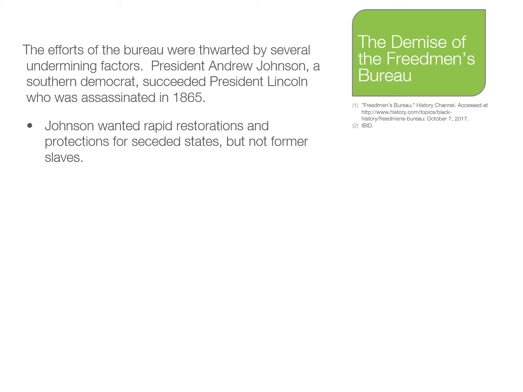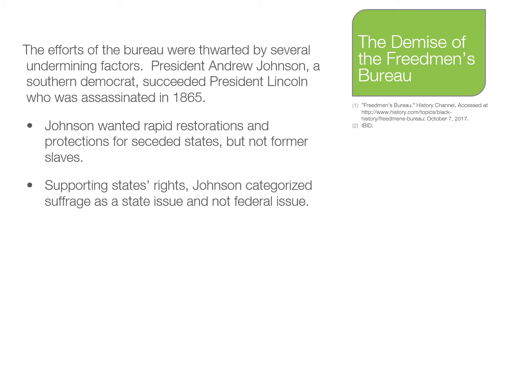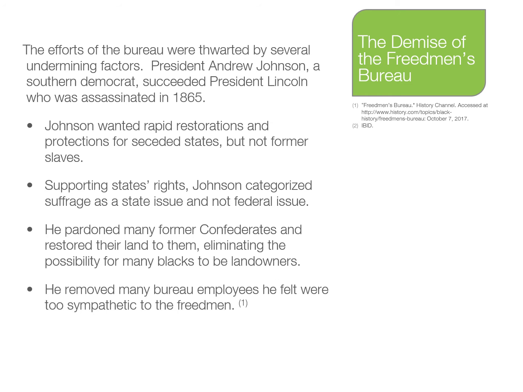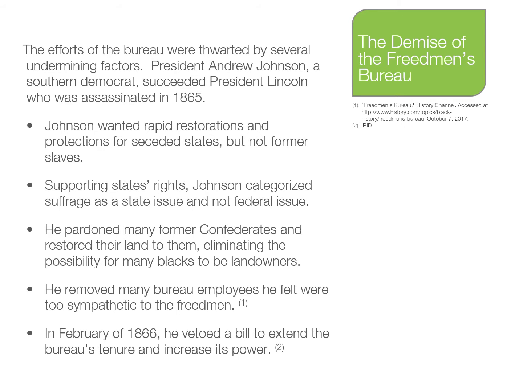Johnson favored rapid restoration and protections for the seceded states, but not former slaves. He supported states' rights and considered suffrage as a state issue and not a federal issue. He pardoned many former Confederates and restored their land to them, eliminating the possibility for many blacks to be landowners. He also removed many Bureau employees he felt were too sympathetic to the freedmen. And in February of 1866, he vetoed a bill to extend the Bureau's funds, tenure, and increase its power.